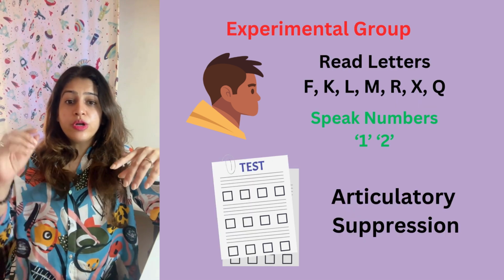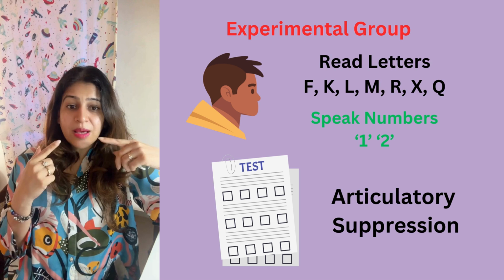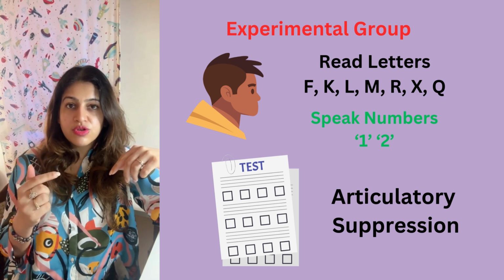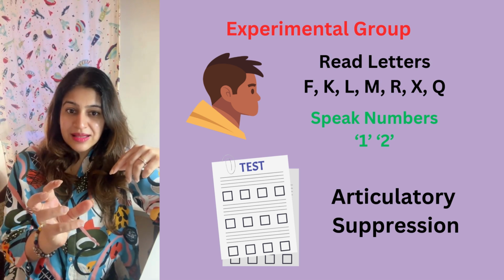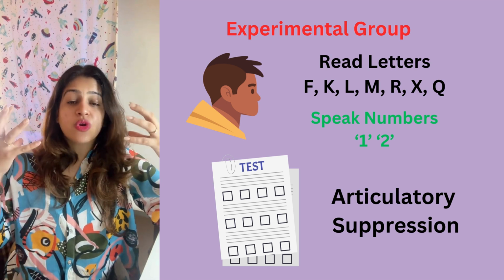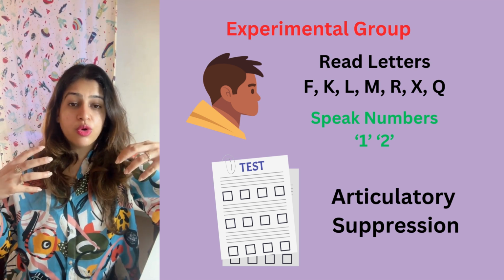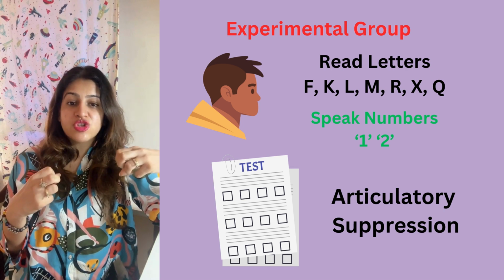Now, if you're told to read these letters and keep on saying 1, 2, 1, 2, 1, 2 while seeing the letters, what is going to happen? It is an overload on your phonological loop. So articulatory suppression is happening.